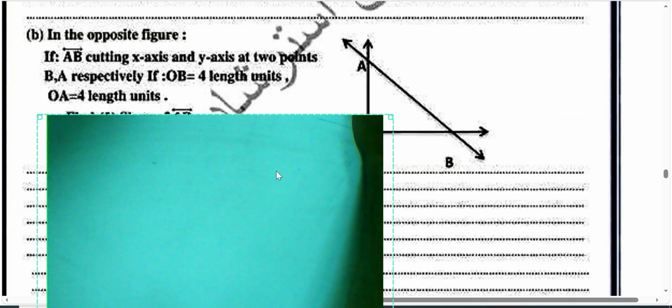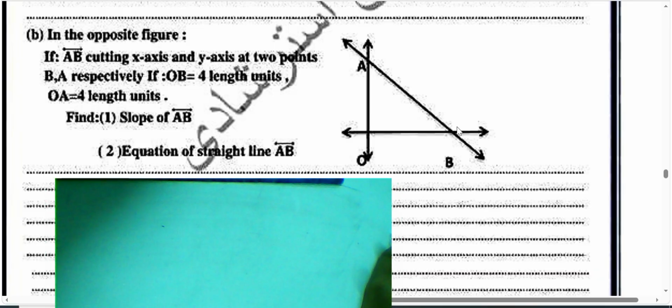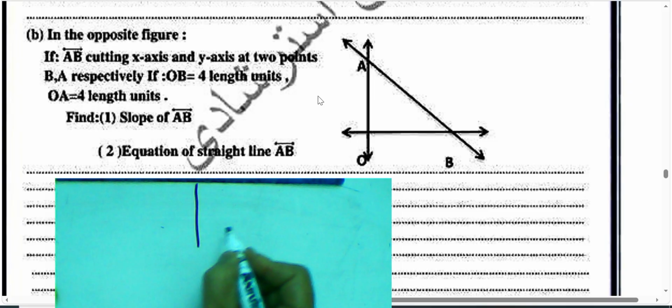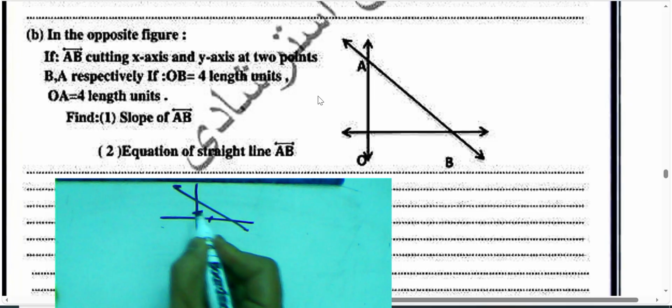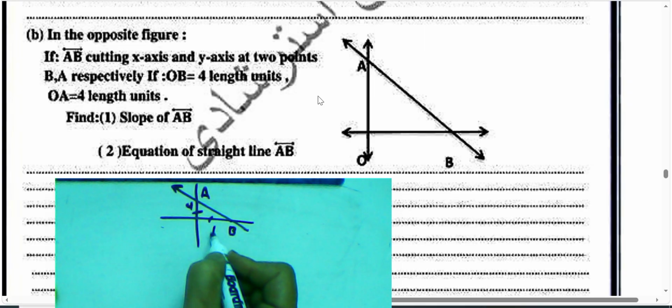Next question down. In the opposite figure, you want to find the slope of straight line EP. The slope of EB we have here will be negative because straight line EB makes an obtuse angle with its axis. Then we can find the slope of EB. He gives me OB was 4 length units and OA 4 length units. We have an isosceles triangle. Then the slope will be negative 1 because the angle will be 135. Like this, we have a straight line. We have here OB and here OA, we have 4 and 4.